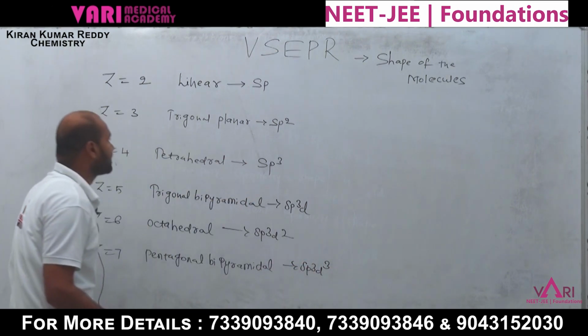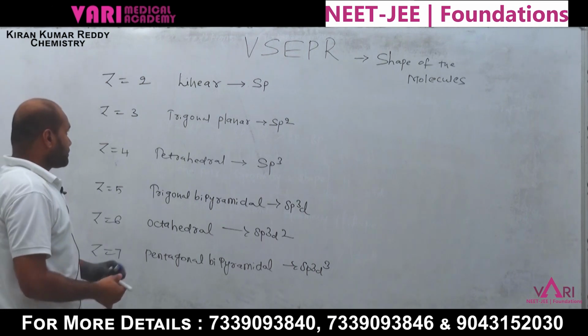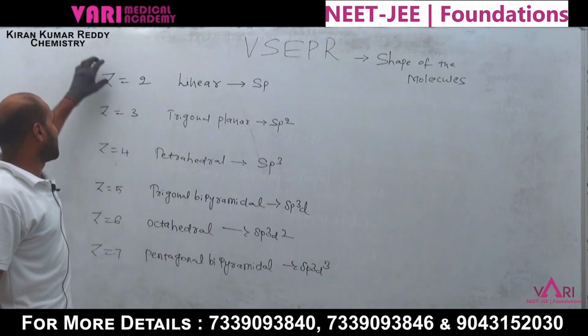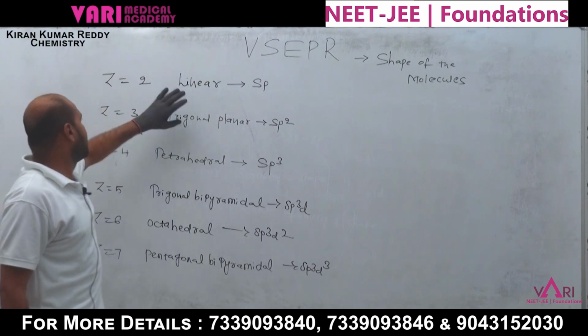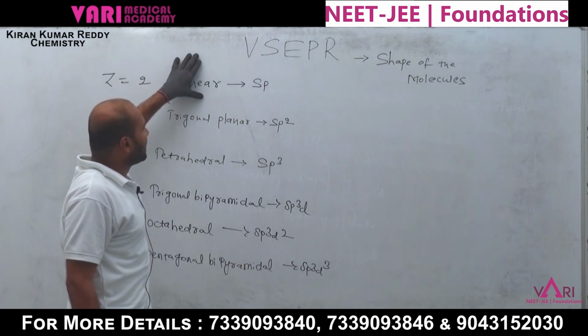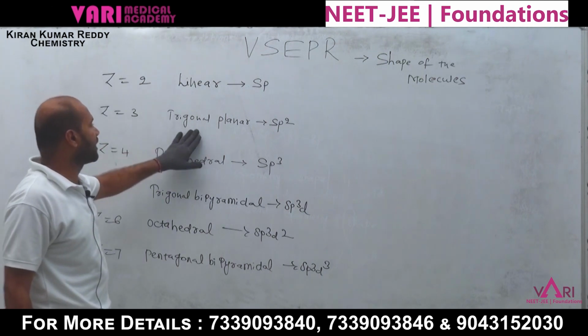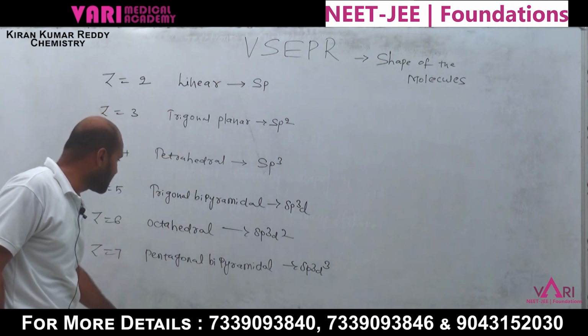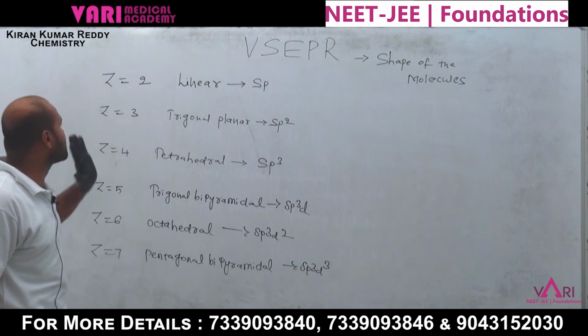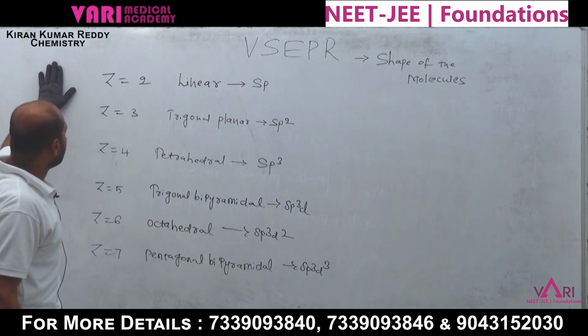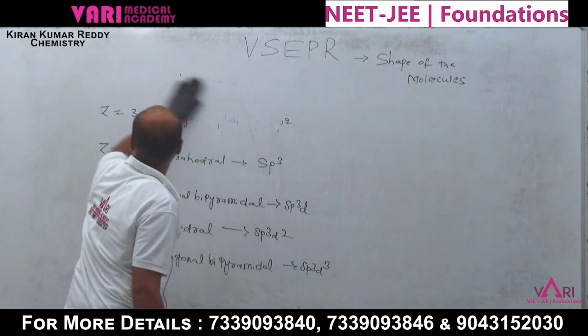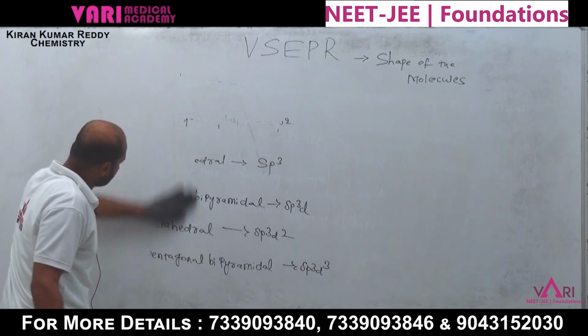This one is already explained in the hybridization concept, but it is important for geometry. Z is equal to 2 means linear, SP hybridization. Z is equal to 3 means trigonal planar. These are the hybridizations explained for only geometry.